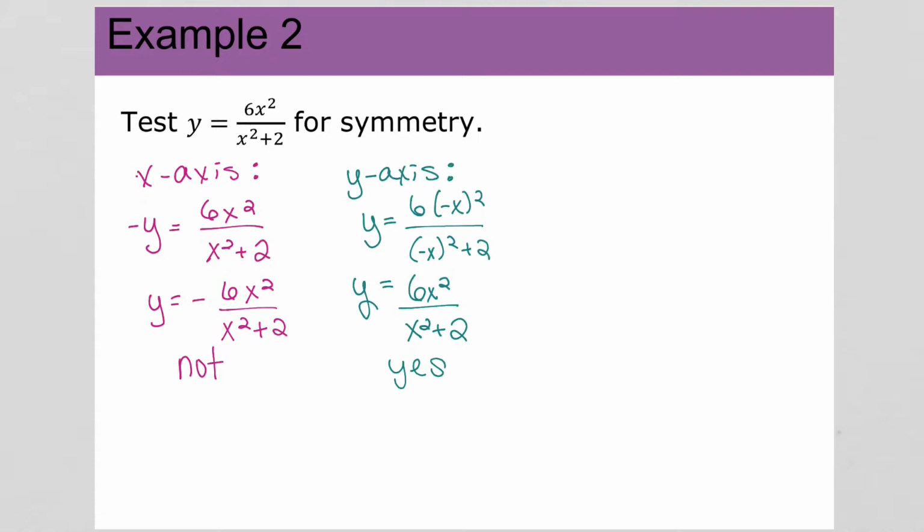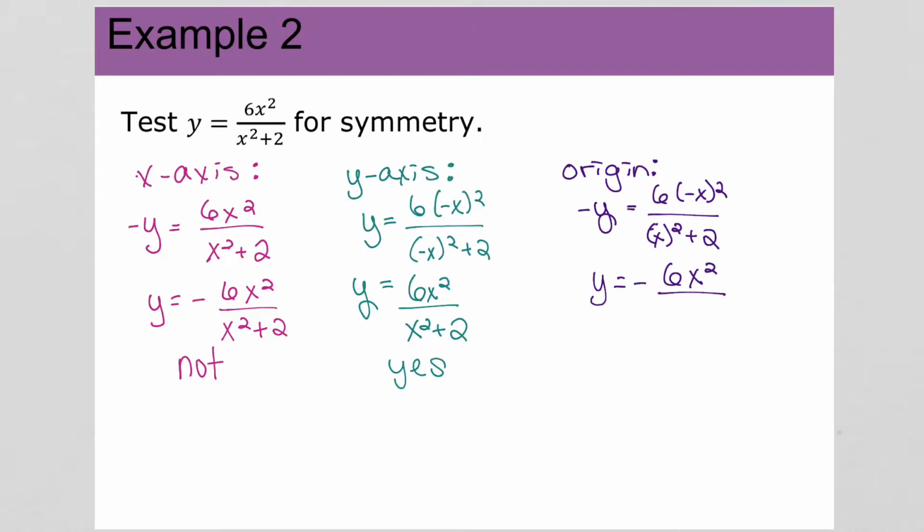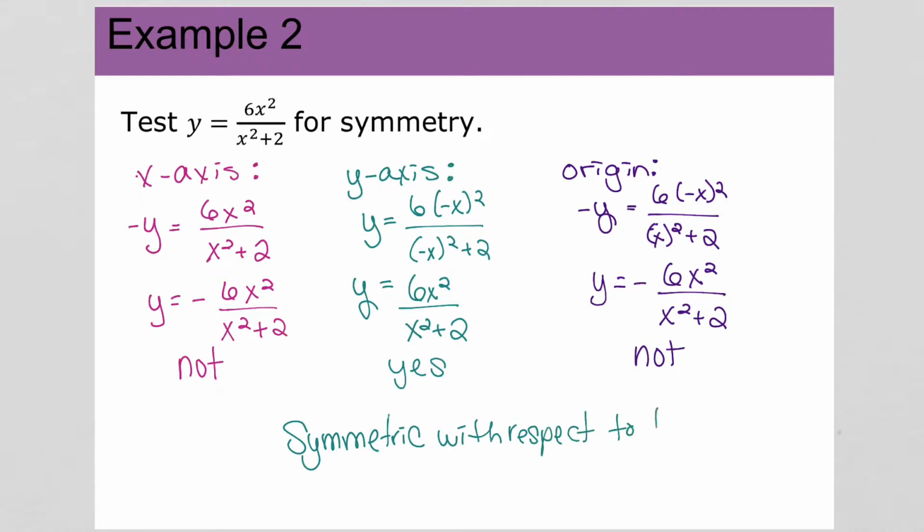Unlikely that it would be symmetric with respect to the origin also, but let's test it just to be sure. So we plug in negative y and negative x. So we have negative y. Well, go ahead and get that negative over. And then the negative x squared becomes positive x squared. And you can see again that we're not the same. So not symmetric with respect to the origin. So we can say that the graph is symmetric with respect to the y-axis.